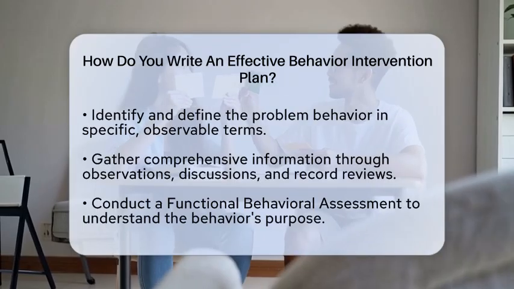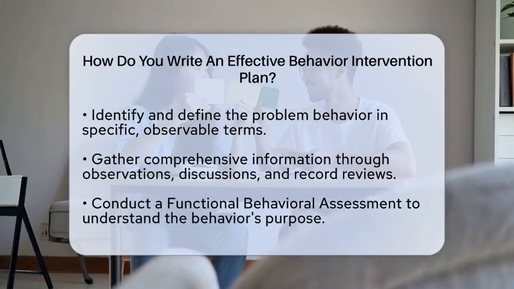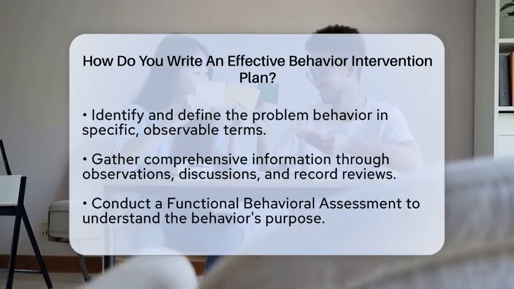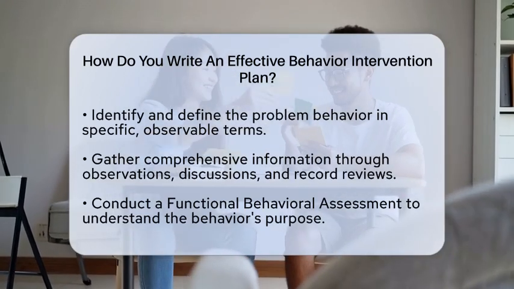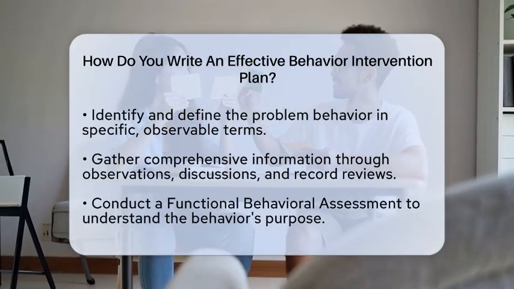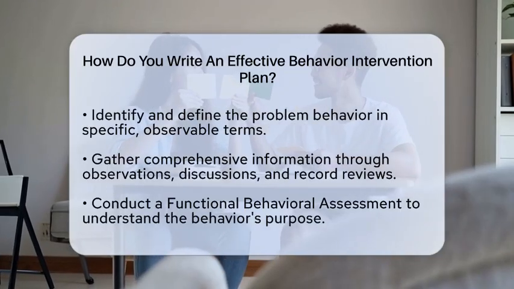First, you need to identify and define the problem behavior clearly. This means describing the behavior in specific and observable terms. Instead of saying a student is disruptive, you might say they leave their seat without permission during lessons. This clarity helps everyone understand what behavior you are addressing.